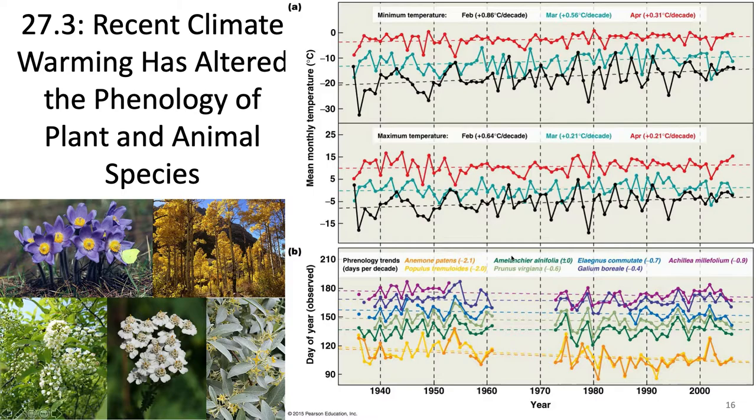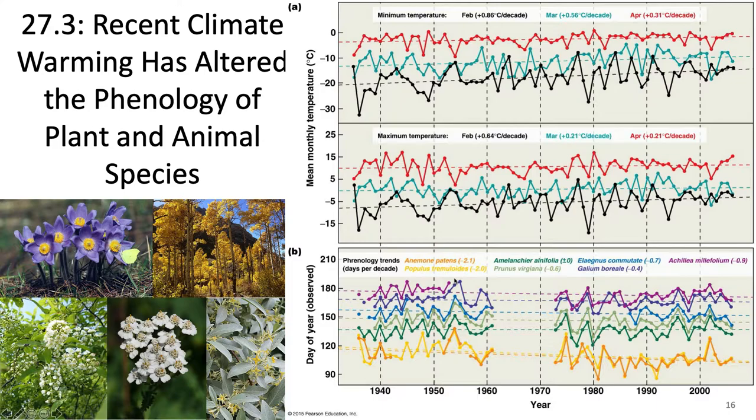So this is the minimum temperature of that site over time. And you can see the line, the slope here. It's increased, the mean monthly temperature for April, March, and February, which is when spring begins, has increased over time. So has the maximum temperature. And in response, the plants have changed their flowering periods as well.